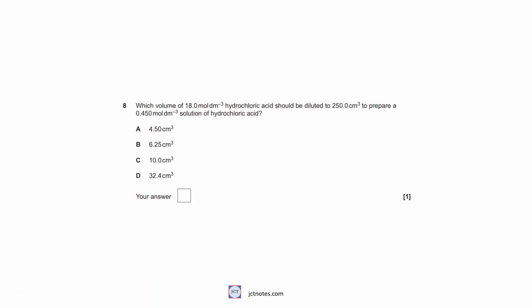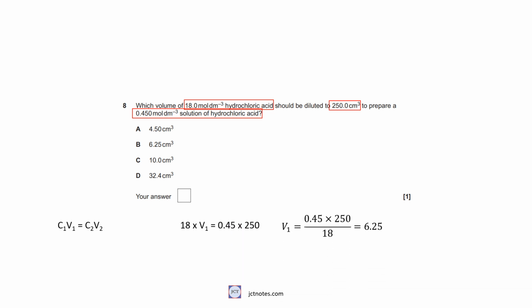On question 8, we are asked which volume of 18 mole per cubic decimeter of hydrochloric acid should be diluted to 250 cubic centimeters to prepare a 0.450 mole per cubic decimeter solution of hydrochloric acid. For a quick calculation, we can use C1 times V1 equals C2 times V2. Using the numbers given, as the units will be consistent, we can find that the volume is 6.25 cubic centimeters. The answer is B.